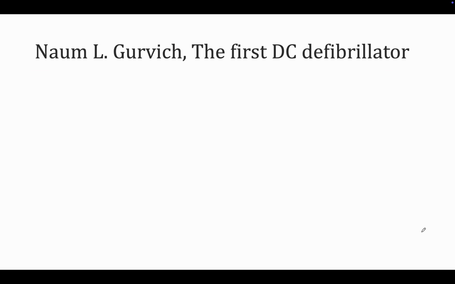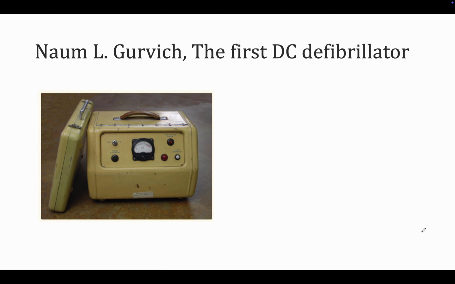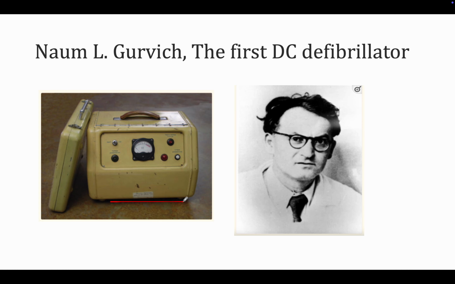As we know, previously AC current was used in the defibrillator, but later the Russians found that DC is more effective in defibrillation than AC. Here is the name of the person who invented this: Naum L. Gurvich, and this is also known as the Gurvich defibrillator. This is the person who invented it.